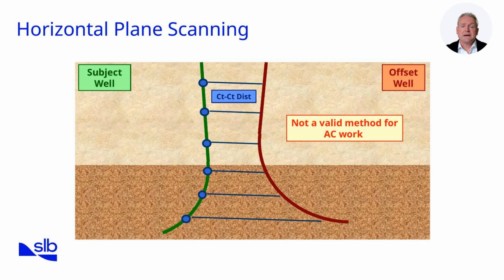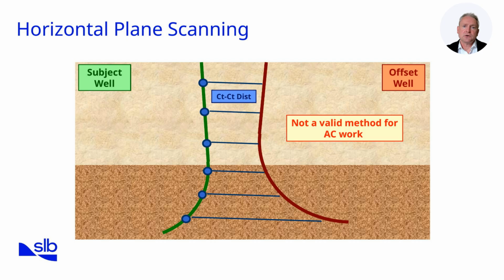Horizontal plane scanning measures separation between wells by projecting analysis points in a flat horizontal plane. While this method can provide insight into relative well positions, it has significant limitations in 3-dimensional drilling. Because it only considers lateral displacement, vertical differences between wells may be overlooked. This makes horizontal plane scanning unreliable as a standalone method for anti-collision.